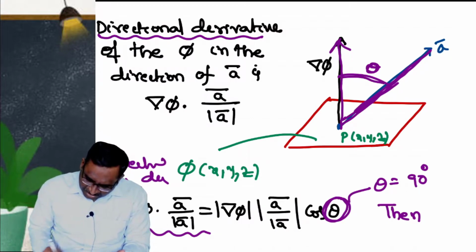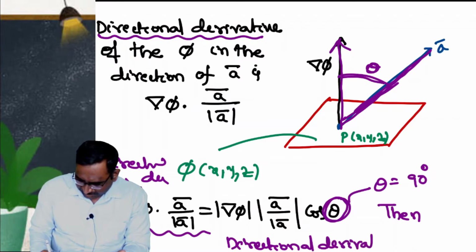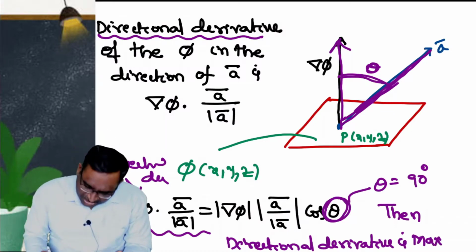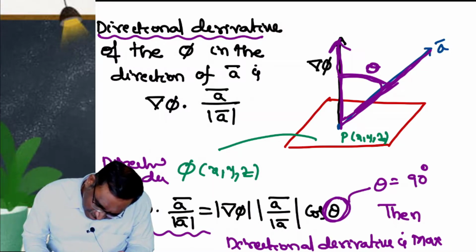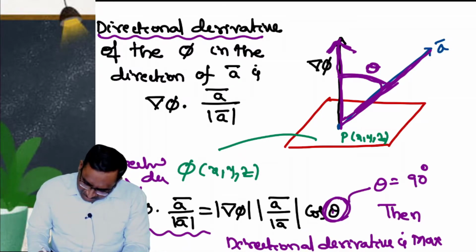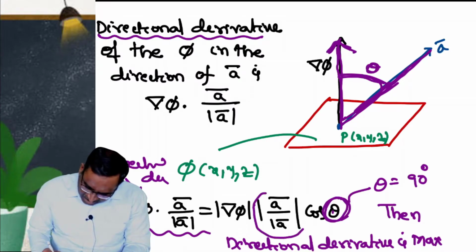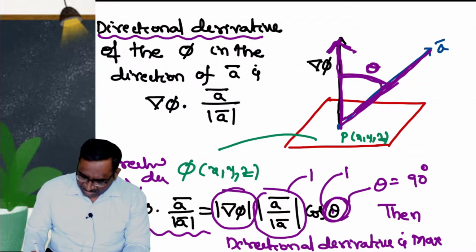So when theta is equal to 90 degrees, the directional derivative is maximum. That means this vector a bar, when theta is equal to 90 degrees, becomes a normal vector. So when theta is equal to 90 degrees, modulus of a bar by a bar becomes 1. This cos 90 becomes 1. So simply it is equal to modulus of del phi at that particular point.